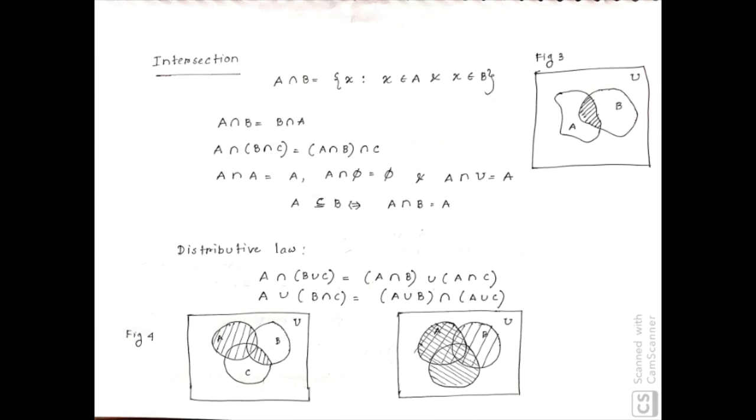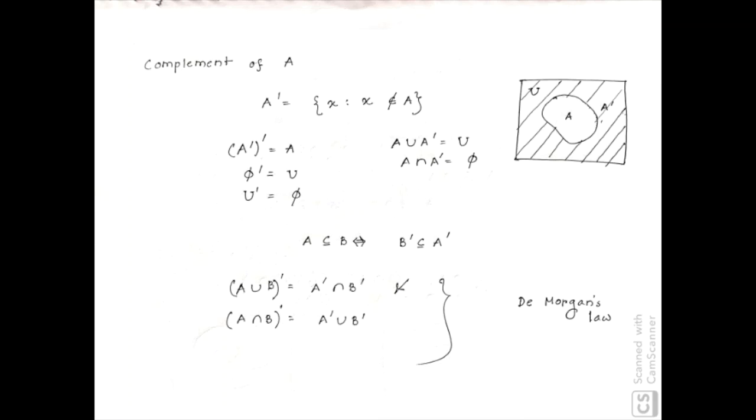The facts here are given by the distributive law. So what is the distributive law? There are two distributive laws actually. The first one says A intersection (B union C) is equal to (A intersection B) union (A intersection C). And the other one, A union (B intersection C) is equal to (A union B) intersection (A union C). These properties depend only on simple logic applied to the meanings of the symbols involved. For instance, the first of the two distributive laws says that an element is in A and is in B or C precisely when it is in A and B or is in A and C.